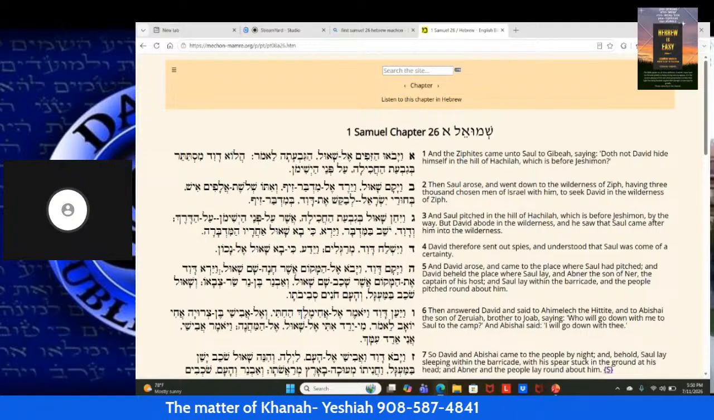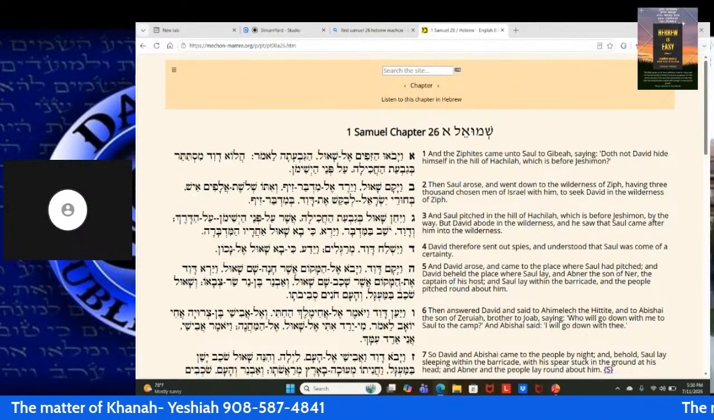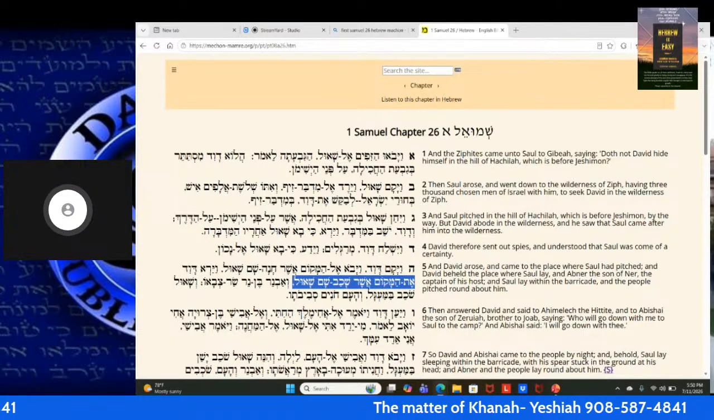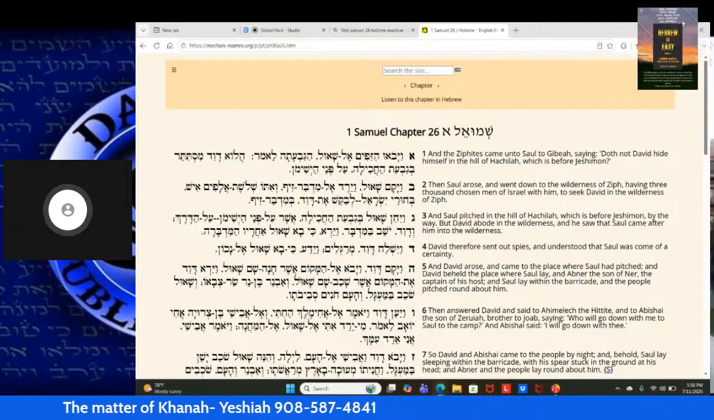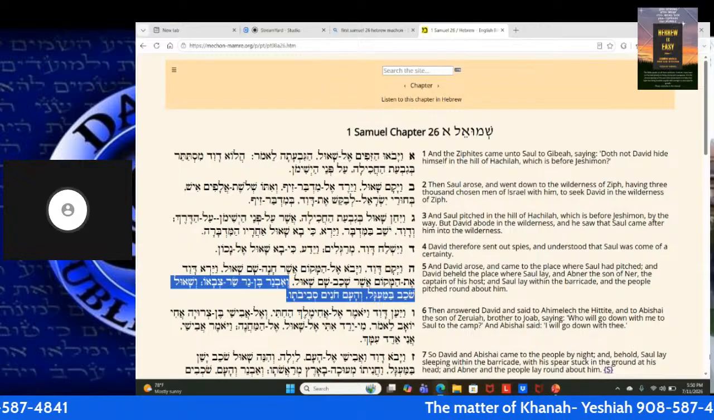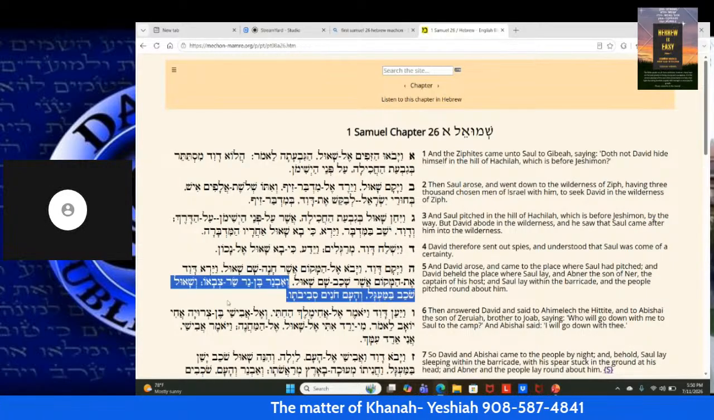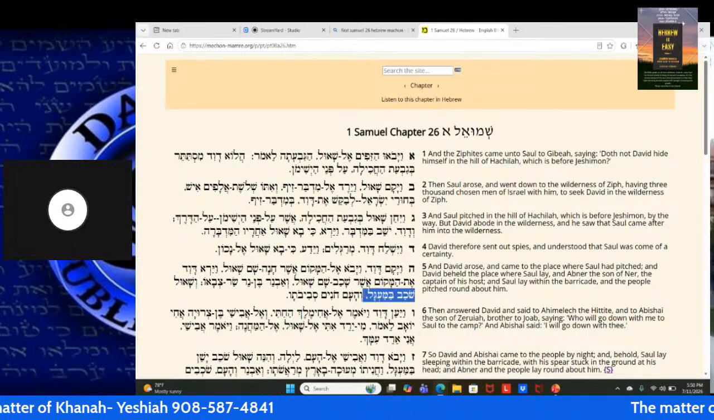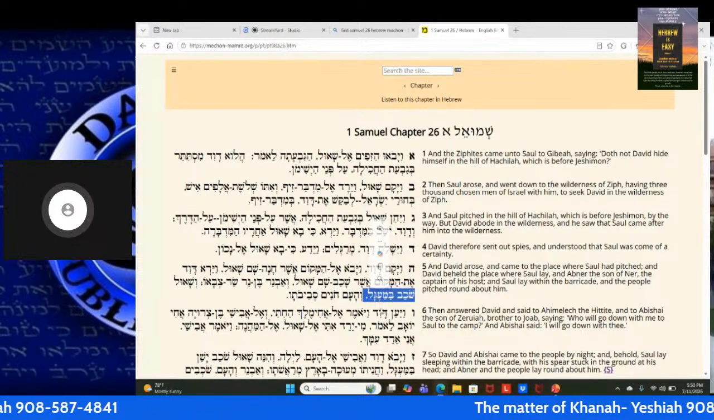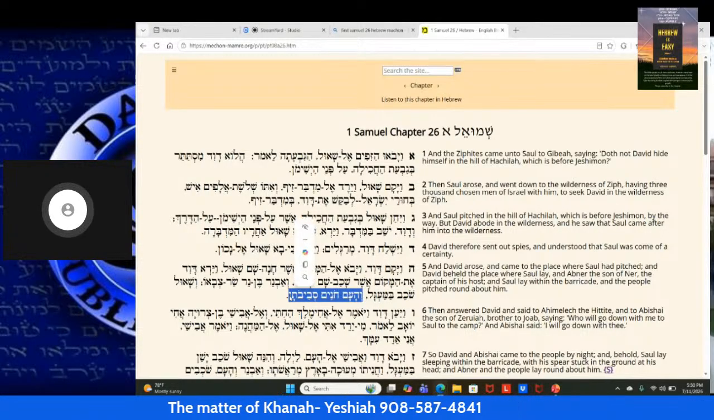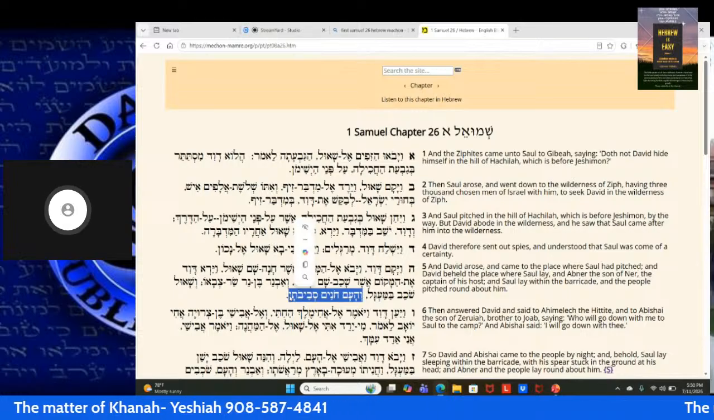Then it says, Wayar Dawid et Hamakom Asher Shakab Sham Shaul, the place which Saul laid there. Wa Abner ben Ner Sar Zibao wa Shaul Shokab ba Magal wa Ha'am Konim Sabibo. So what are we reading in this particular case?